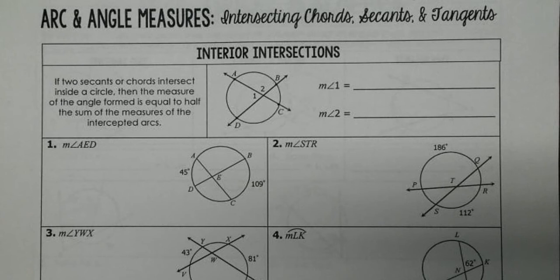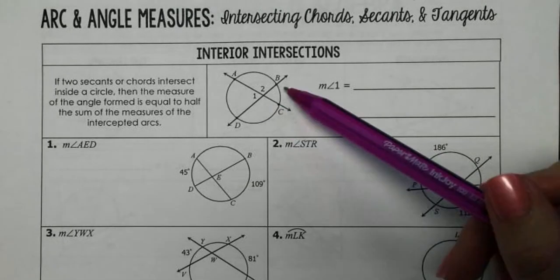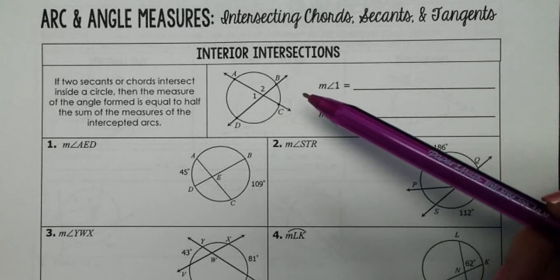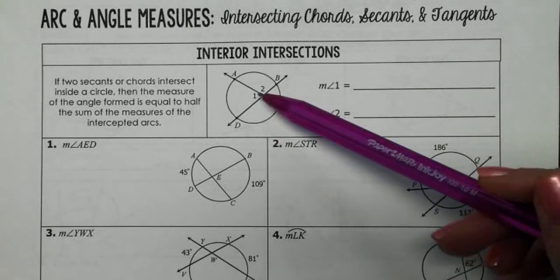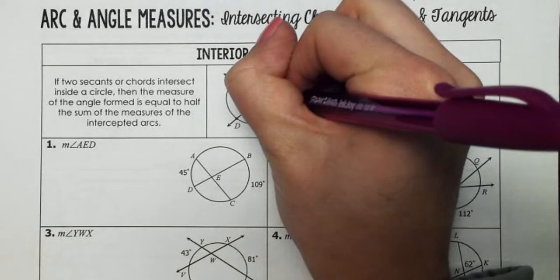Okay. So the first rule that we're going to look at is when we have an intersection in the circle that happens inside of the circle. Okay, so in this picture we have two lines, which are our secant lines. They happen to intersect right here at this point inside the circle. So this is an interior intersection.